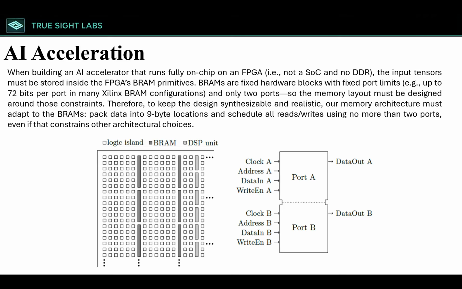Therefore, to keep the design synthesizable and realistic, our memory architecture must be designed in a way that mirrors the physical limitations of the hard-coded block RAM cells. For example, on an Arctic 7 FPGA, this means that the data width of a memory unit can be no more than 9 bytes per port and have no more than 2 ports per memory unit.